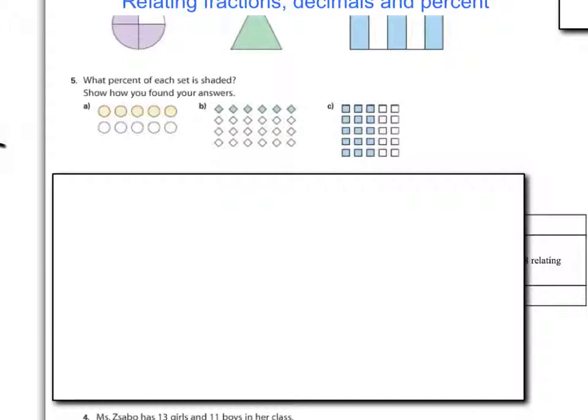Alrighty, let's take a look. A. How many pieces are there? 1, 2, 3, 4, 5, 6, 7, 8, 9, 10. Out of 10 we have 5. 5 out of 10. We might just know this one. We might know half. Well, half as a percent is 50%. And I could just do that.